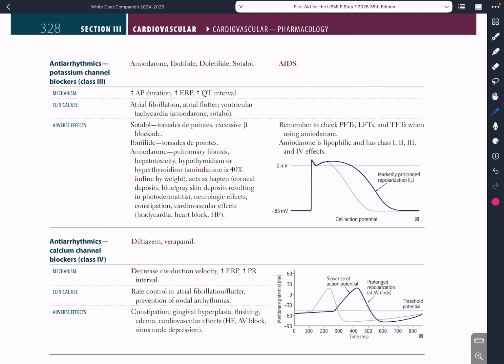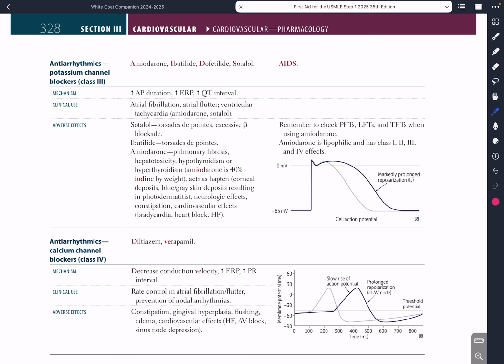Okay, then adverse effects. Sotalol causes torsade de pointes, excessive beta blockade. Ibutilide can cause torsade de pointes. Amiodarone is very notorious and famous for side effects, however, still preferred.